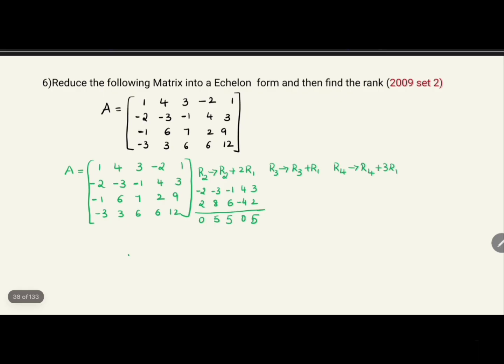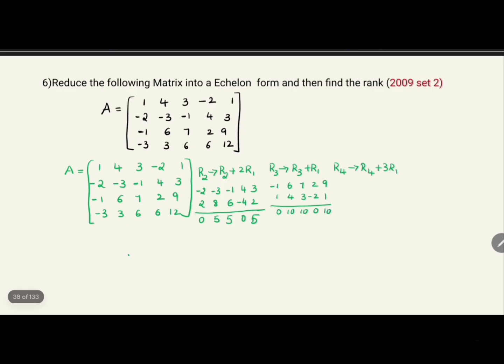Yes, next. R3 plus R1. Okay, what is R3 here? Minus 1, 6, 7, 2, 9. R1 is 1, 4, 3, minus 2, 1. Now add, it is 0, 10, 10, 0 and 10.